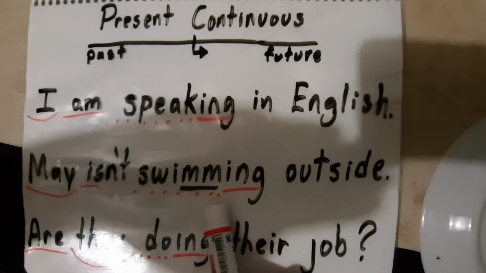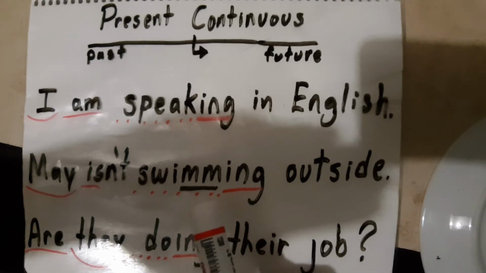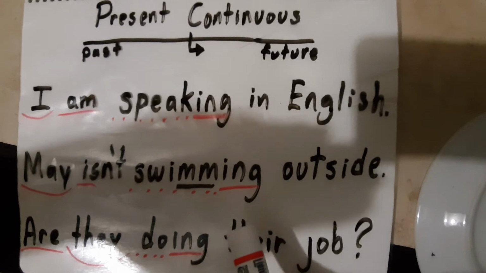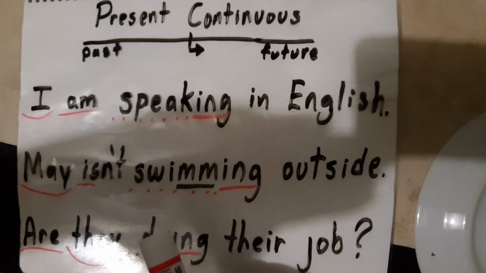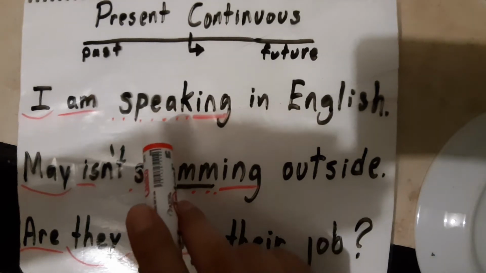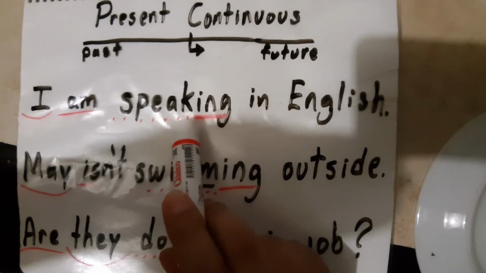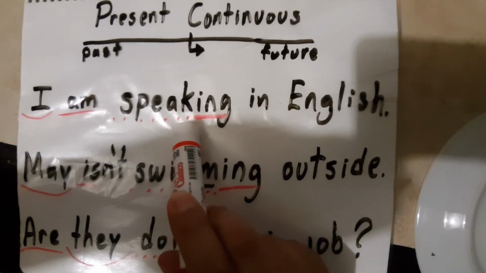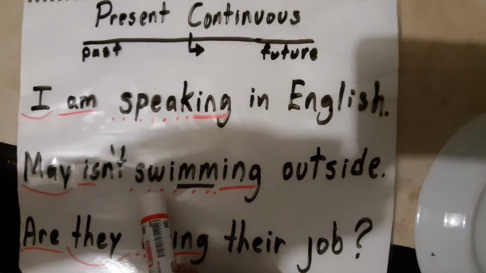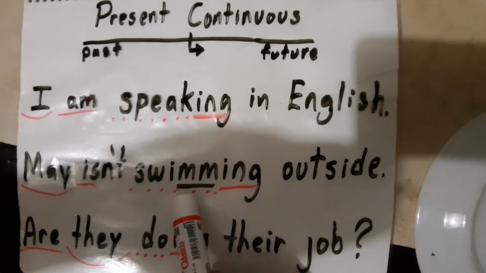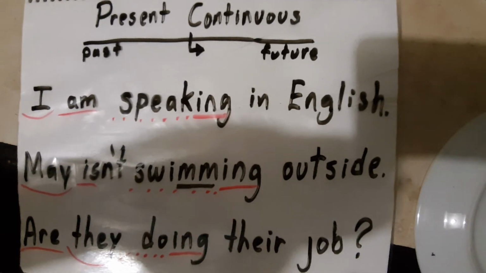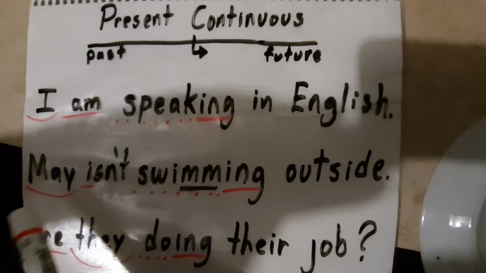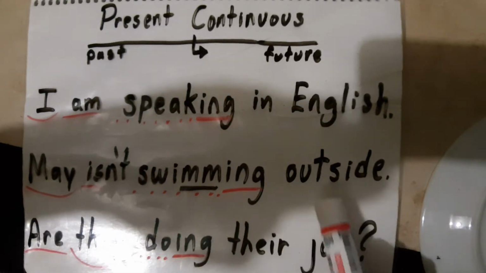Okay? In some places I have seen that some people say that it just has to end with a vowel and a consonant. But for example, here you have a vowel and a consonant, and it doesn't duplicate. So, no, no, no. It has to be a consonant, vowel, consonant, in order to duplicate. Okay? So, May isn't swimming outside.